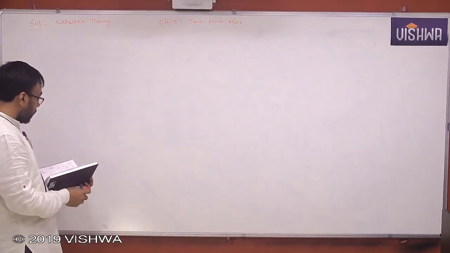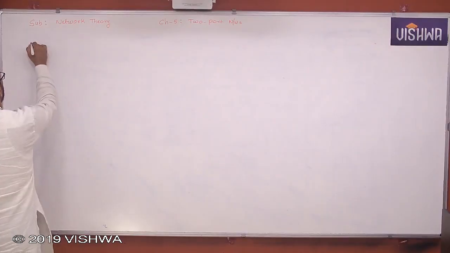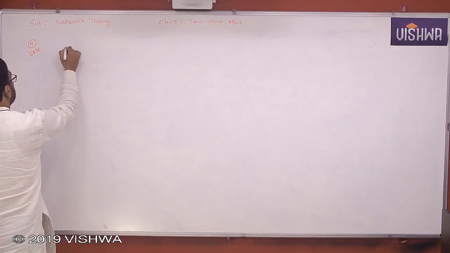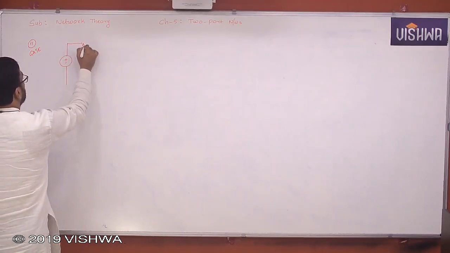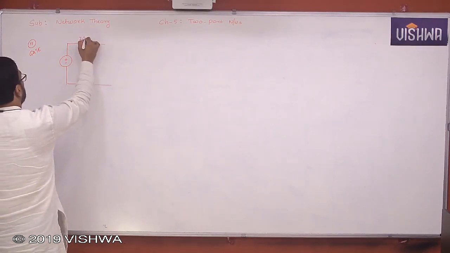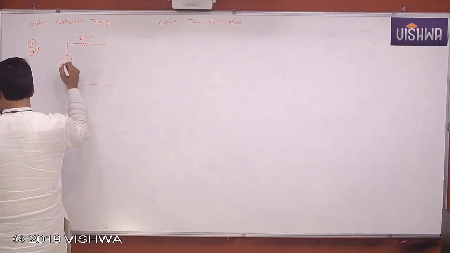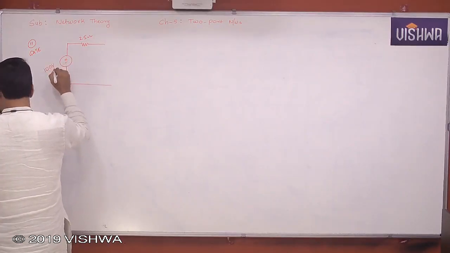Now let's look at the 11th problem which was asked in GATE. Go through the 11th problem. Find the ratio of V2 to V1. Yes or no? That's the question.